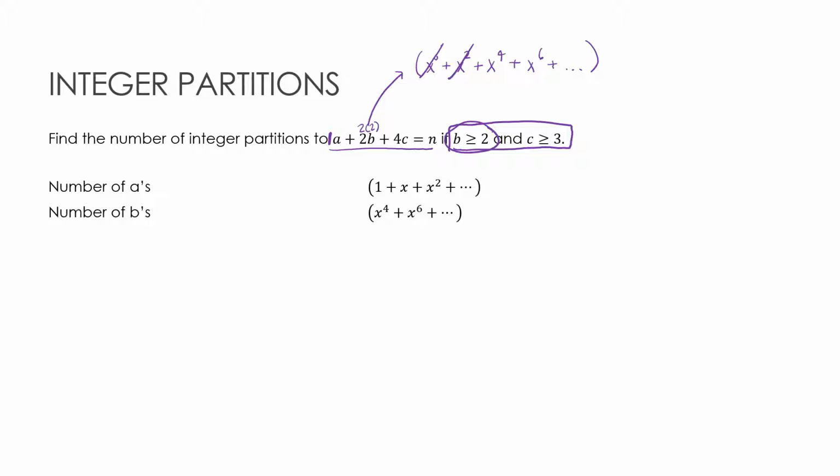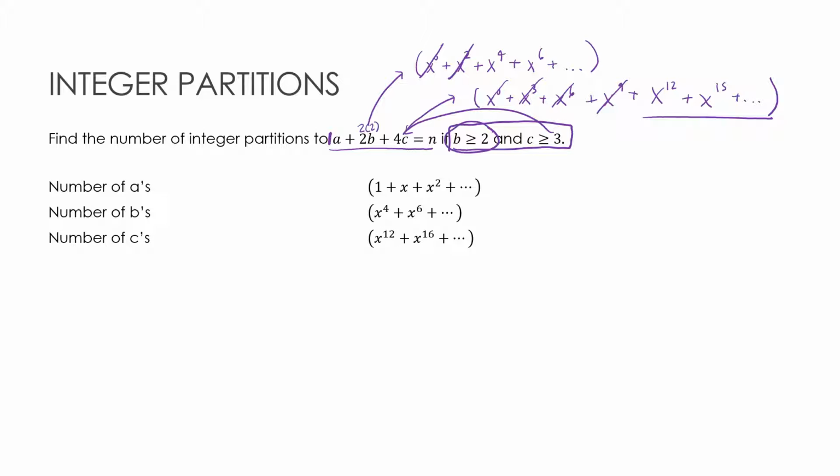Similarly for c, previously I had x to the 0, x cubed, x to the 6th, x to the 9th, and so on. Now I'm saying, I better keep going just a little bit, x to the 12th, x to the 15th, and so on. And now say 3 times 4 is 12, so 12 is the first one. So I have x to the 12th, x to the 15th, etc., on forever for the number of c's.